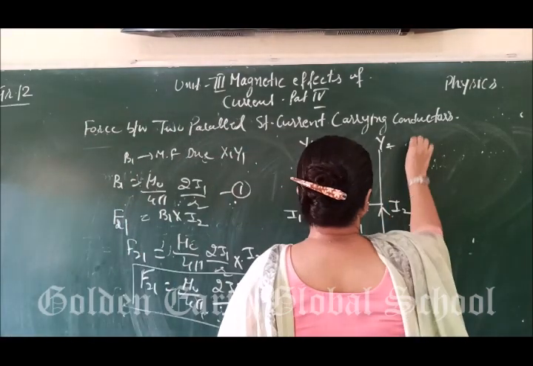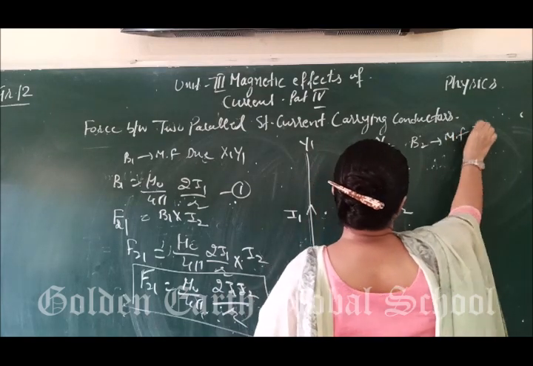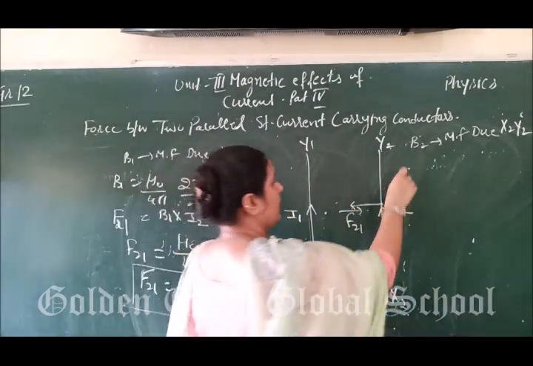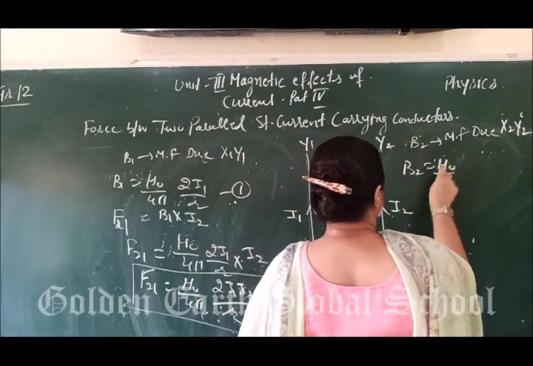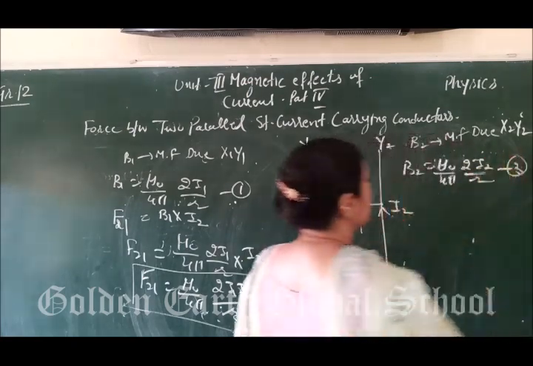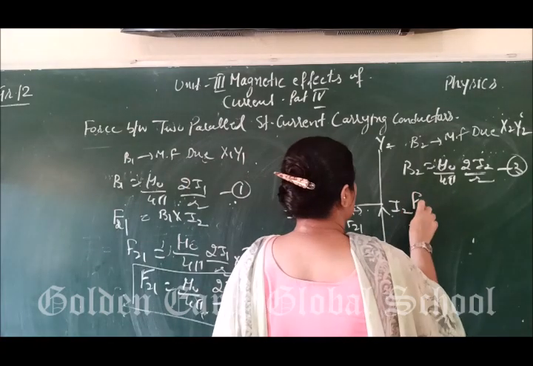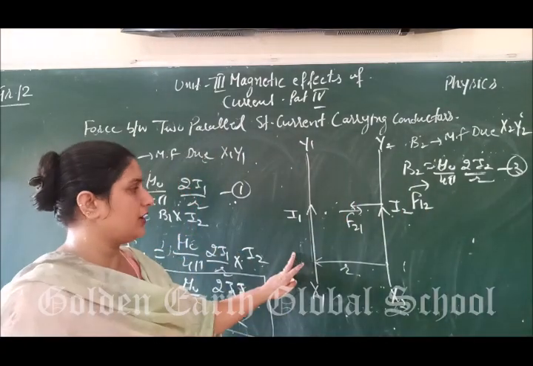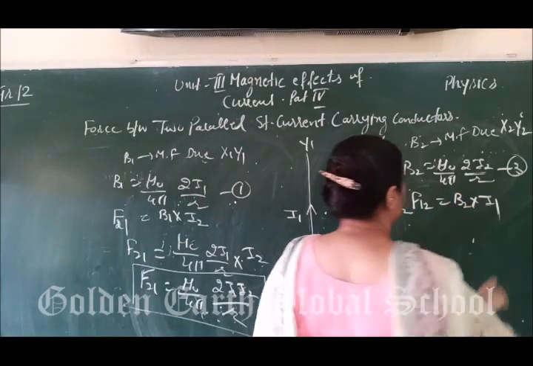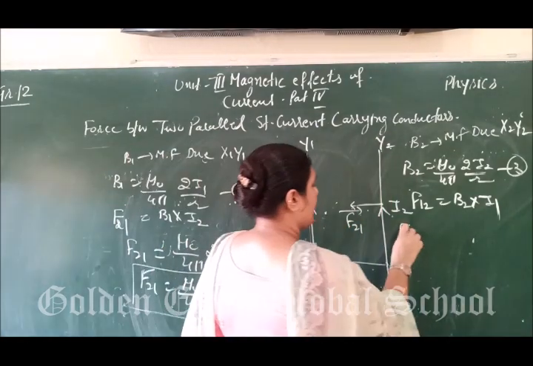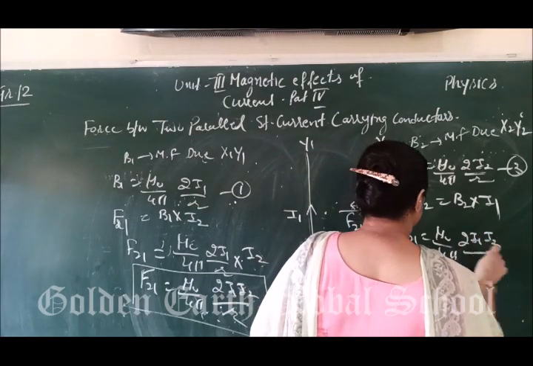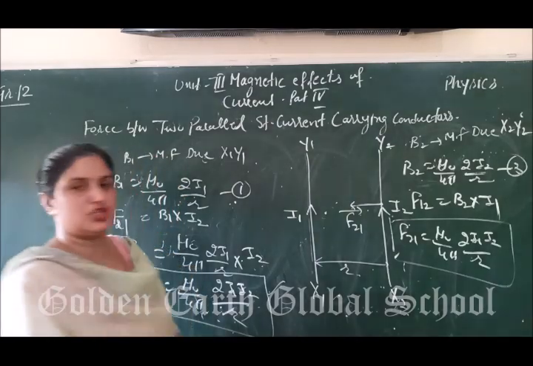Now for that, let us suppose B2 is the magnetic field due to conductor X2Y2, and B2 is given by mu naught by 4 pi, 2 I2 by R. Name it equation number 3. Now F12 is the force experienced by conductor 1 due to conductor 2, given by B2 into I1, that is, F12 equals mu naught by 4 pi, 2 I1 I2 divided by R. Now what about the direction?